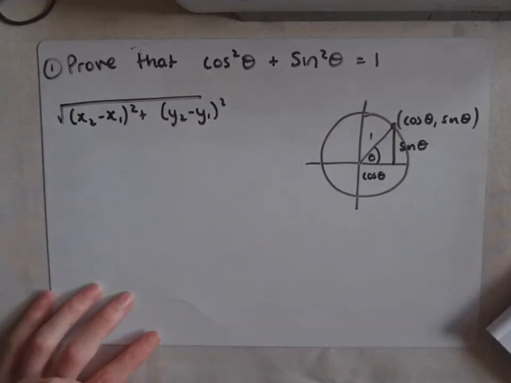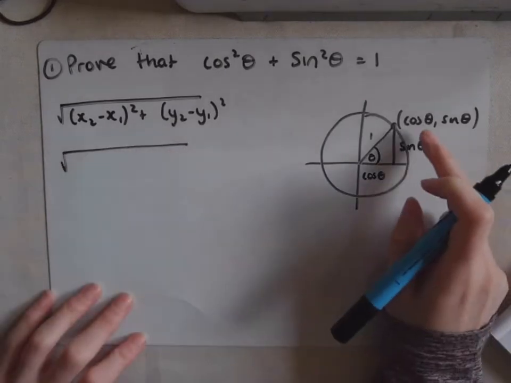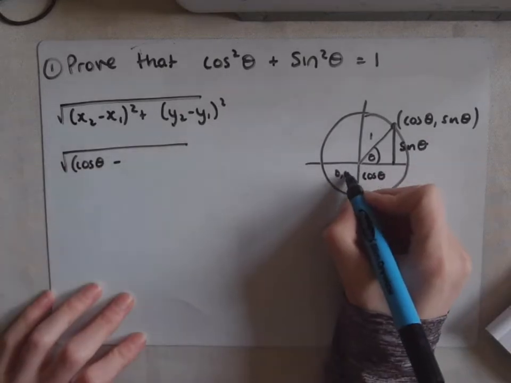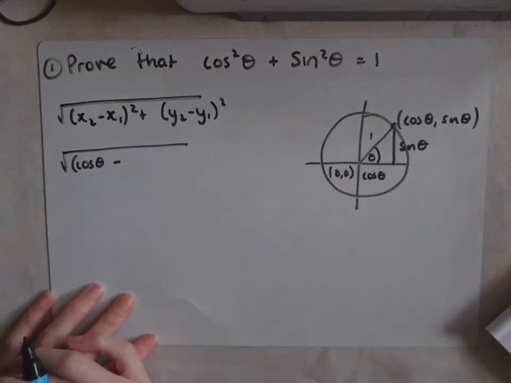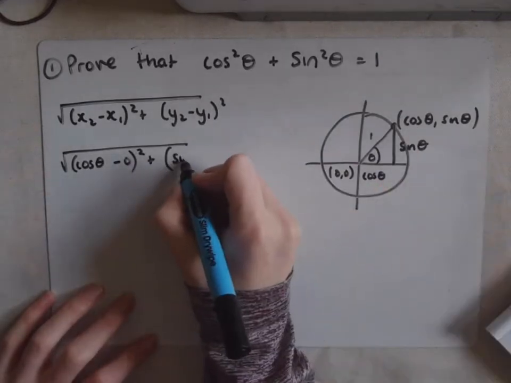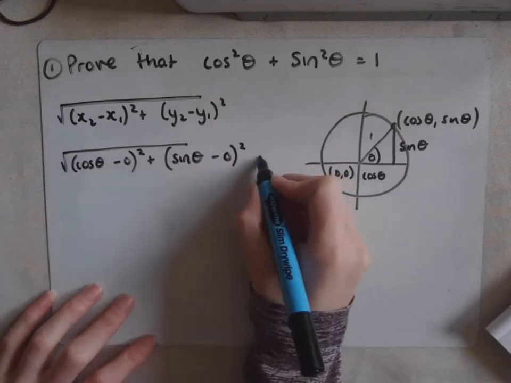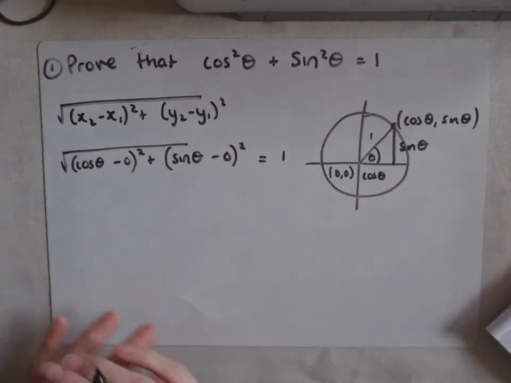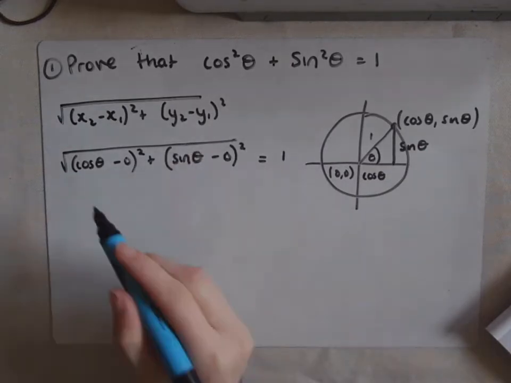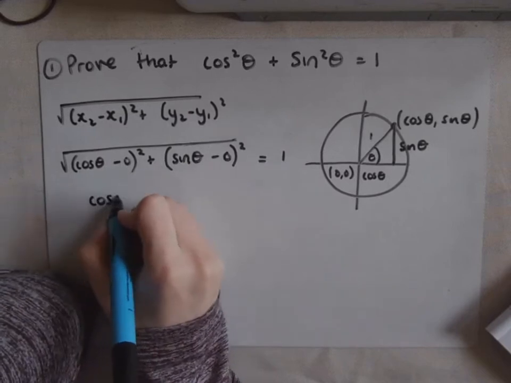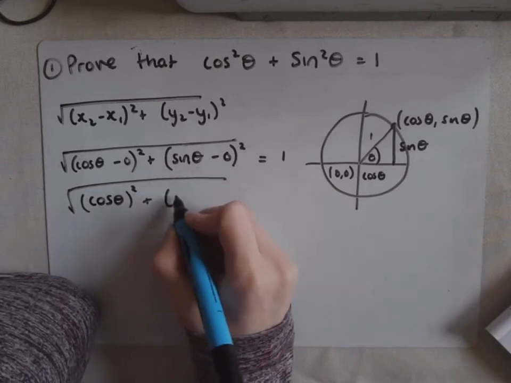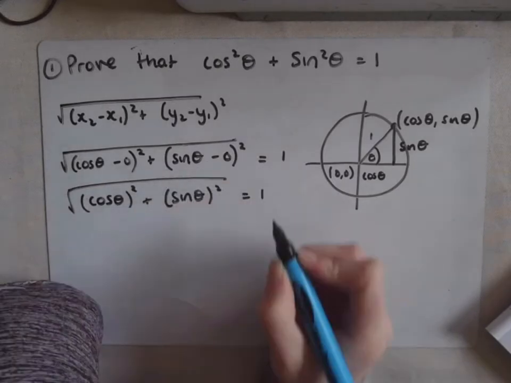So we know the distance, this is our x2, cos theta, minus, here's our 0, 0. So cos theta minus 0 to be squared plus sine theta minus 0 to be squared. And we know that distance is 1. Now, cos theta minus 0 is just cos theta to be squared, plus sine theta minus 0 is just sine theta to be squared, and that's equal to 1.